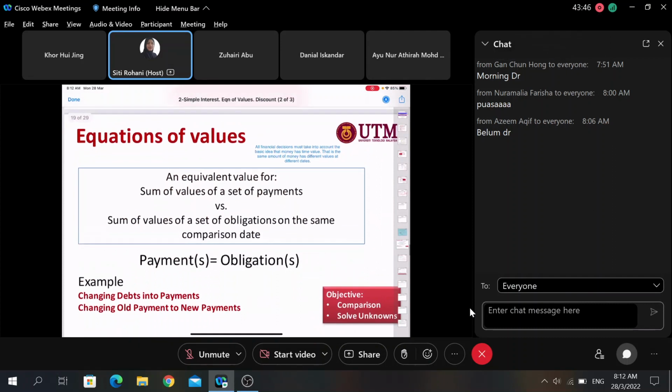Okay, so basically the equation of values involves the time value of money, where all financial decisions must take into account the basic idea that money has time value. That is, the same amount of money has different values at different dates. Okay, so I'll show you the example for this. What's the definition of the equation of values?